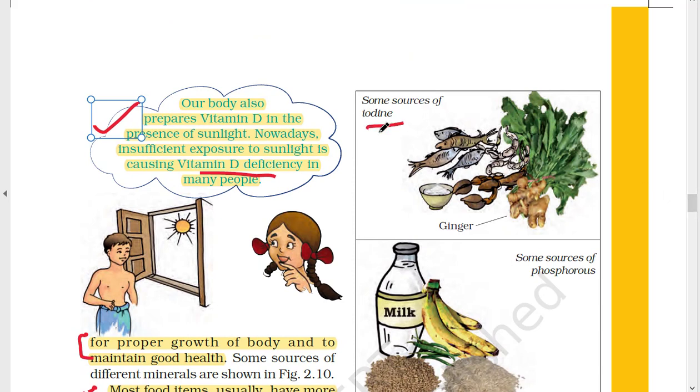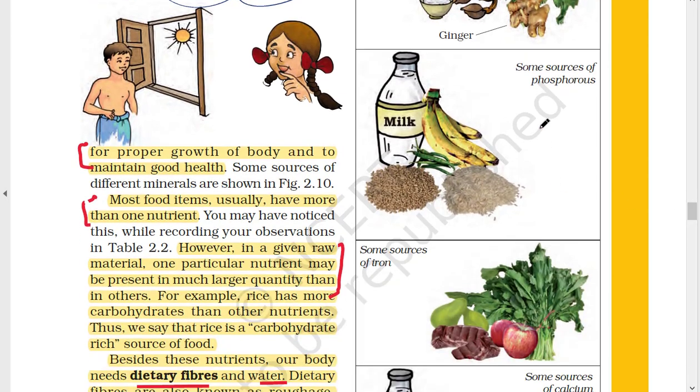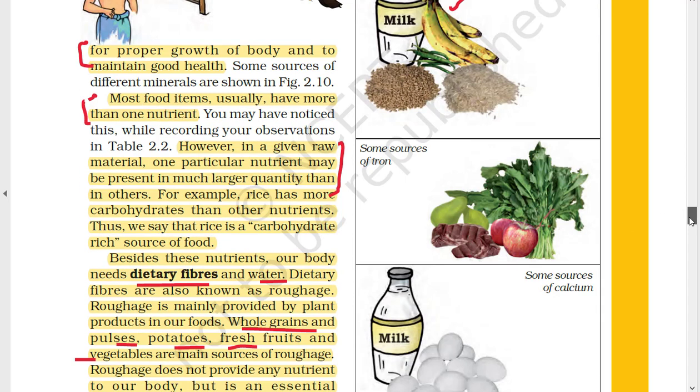If we see iodine, what are the sources of iodine? We have salt, we have crab, fish, spinach, ginger. So these are the sources of iodine. What are the sources of phosphorus? Very important. Banana is a very important source of phosphorus. Milk, green chilies, wheat, rice. So these are the phosphorus sources.